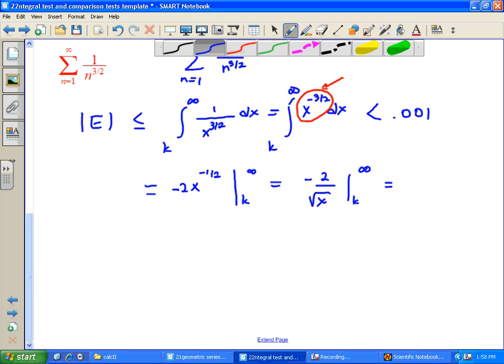Zero. 2 over infinity goes to 0, right? Or negative 2 over infinity as well, minus negative 2 over root k. So for that integral, we're getting 2 divided by the square root of k, correct? And the problem told us they want the error to be less than 0.001, which is the same thing as 1 over 1,000. Let me write it that way, 1 over 1,000. So this part was given.